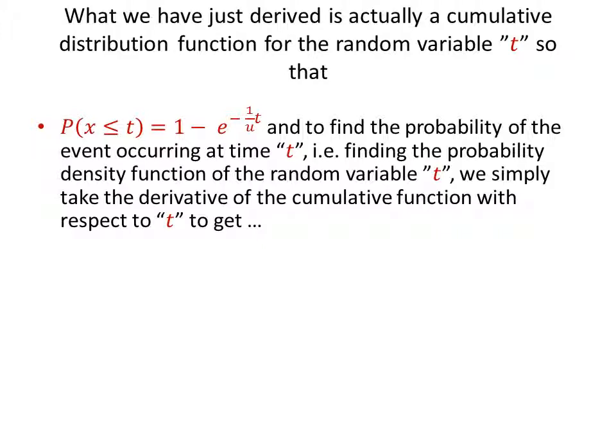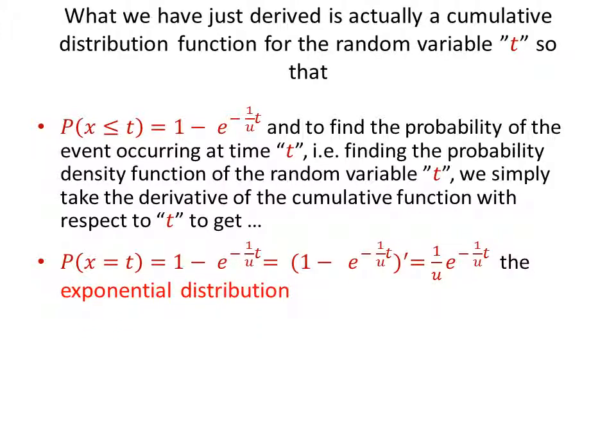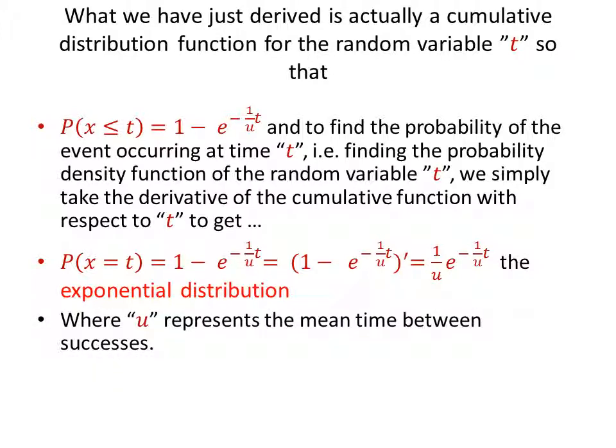Now, to find the corresponding probability density function, we simply take the derivative of this distribution function. You probability students out there should be aware of this fact. Once you take the derivative, you get the probability density function, which is the exponential distribution with the parameter 1 over u, where u represents the mean time between successes.